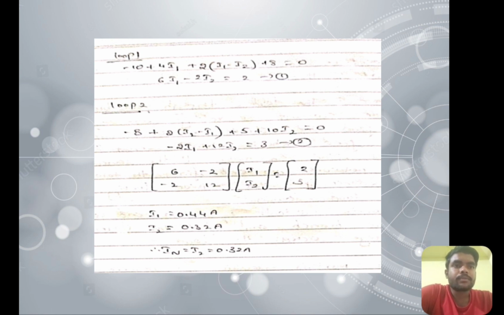We can write these two equations in matrix form. We can directly calculate using the scientific calculator. Then I1 is equal to 0.44 amps and I2 is equal to 0.32 amps. Therefore IN is equal to I2, because I2 flows through the short circuit, so IN is equal to 0.32 amps.